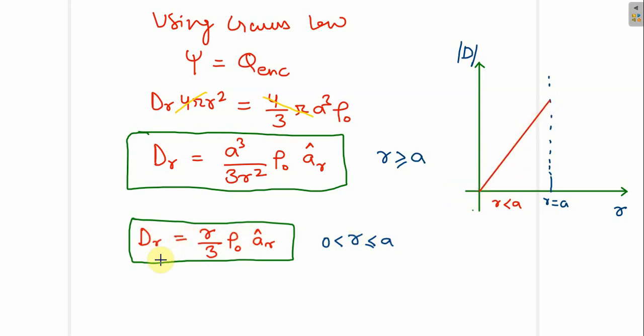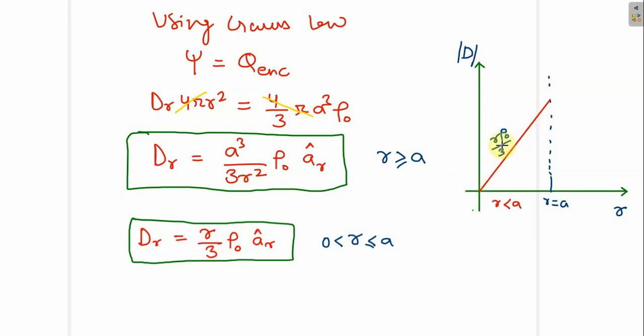So this line represents the relation when r is less than a, r rho 0 upon 3. Since this dr is directly proportional to r, we can represent it by this straight line for the region r less than a. Okay, it is clear. So which relation is being represented here? This one, that means r rho 0 upon 3.